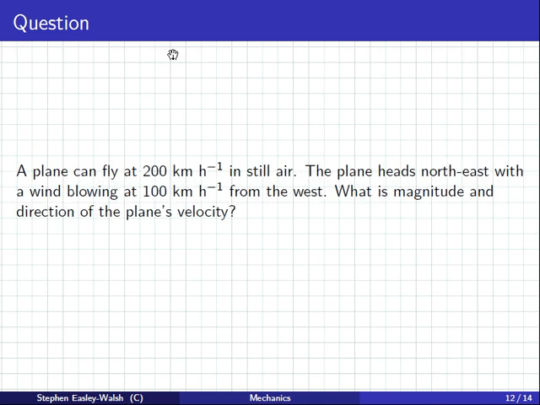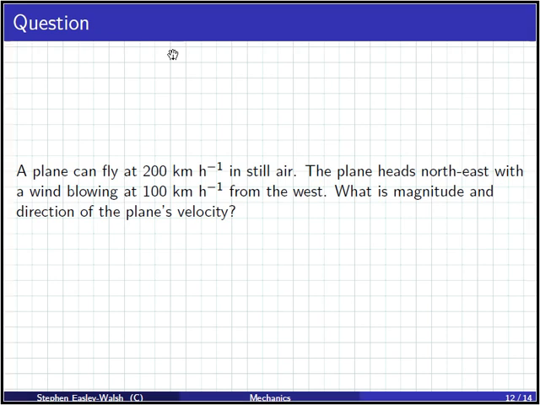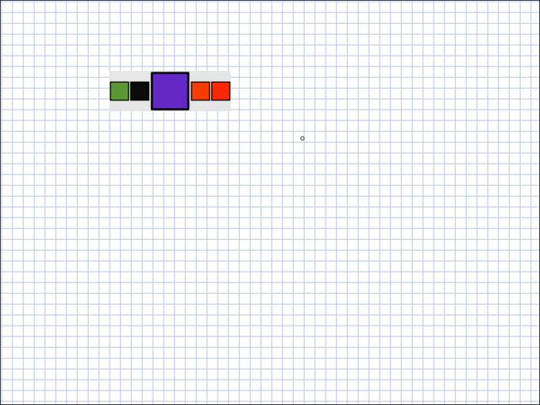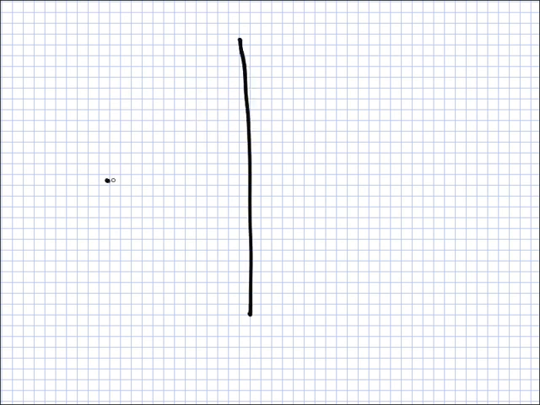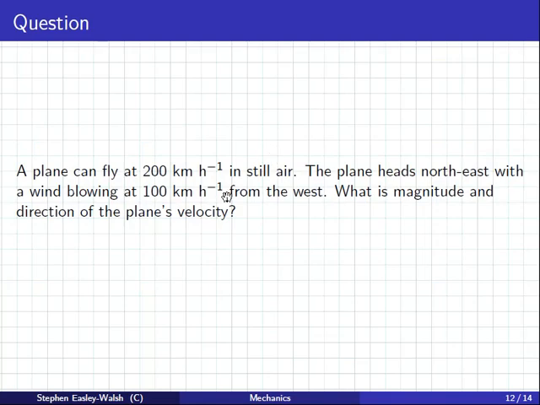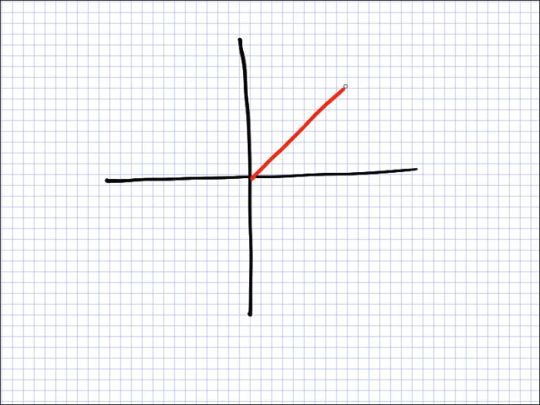A plane can fly 200 kilometers per hour in still air. That means when there's no wind. The plane heads northeast, but there's a wind blowing at 100 kilometers per hour from the west. So, I'll draw this for you to help you. The plane heads this way, and this is 200 kilometers per hour, and because it's northeast, this is 45 degrees.